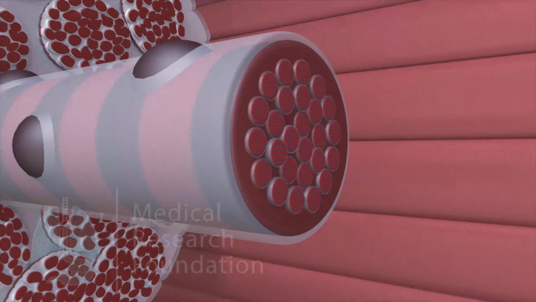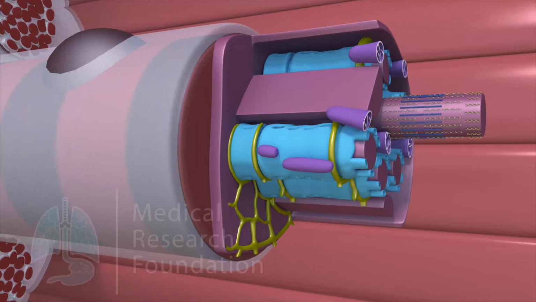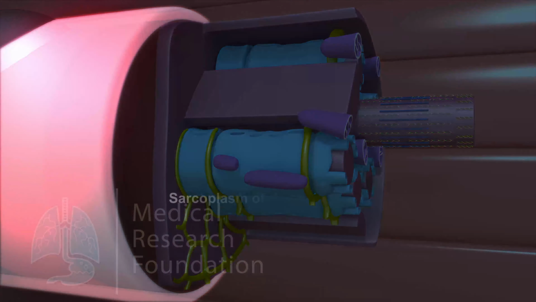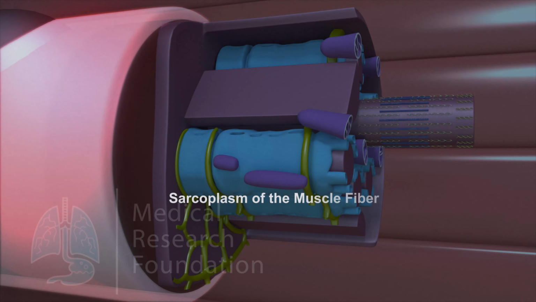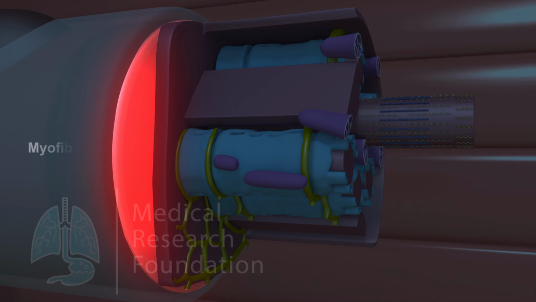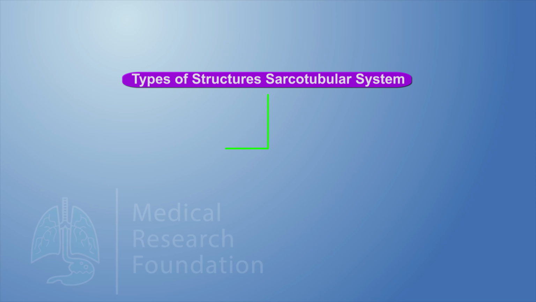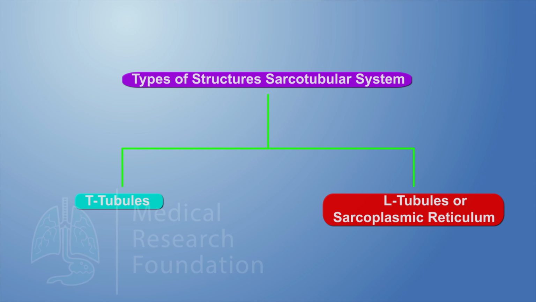Sarcotubular system. Sarcotubular system is a system of membranous structures in the form of vesicles and tubules in the sarcoplasm of the muscle fiber. It surrounds the myofibrils embedded in the sarcoplasm. Structures constituting the sarcotubular system: sarcotubular system is formed mainly by 2 types of structures: T-tubules and L-tubules, or sarcoplasmic reticulum.